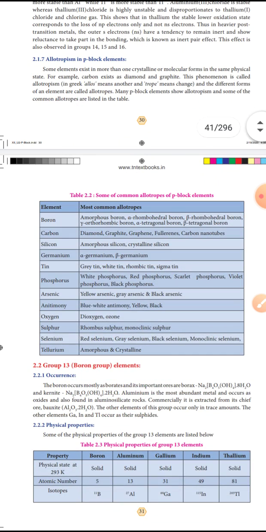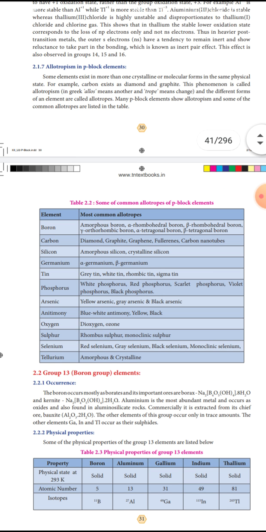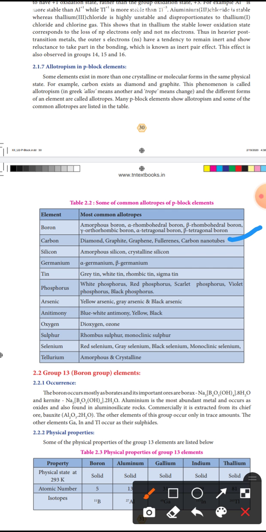See the tabular column. Boron allotropes: amorphous boron, alpha rhombohedral boron, beta rhombohedral boron, gamma orthorhombic boron. Carbon allotropes are diamond, graphite, graphene, fullerene, carbon nanotubes. Silicon: amorphous silicon, crystalline silicon. Germanium: alpha germanium, beta germanium. Tin: gray tin, white tin, rhombic tin, sigma tin. These are the allotropes of the elements.